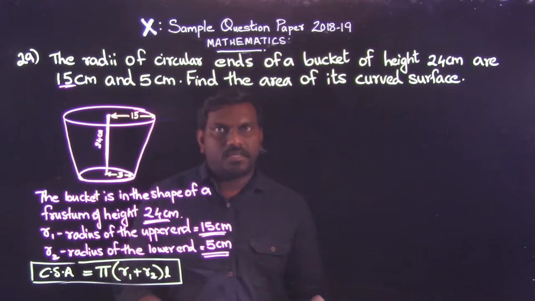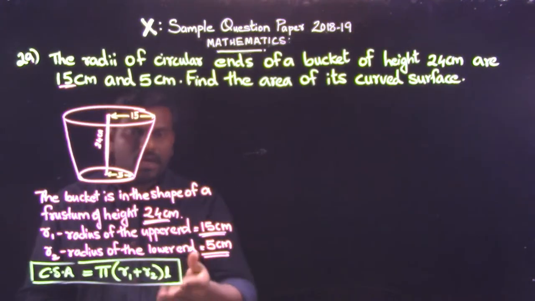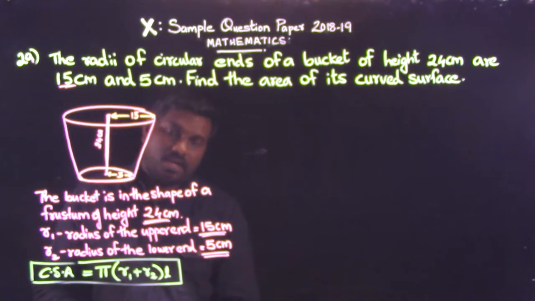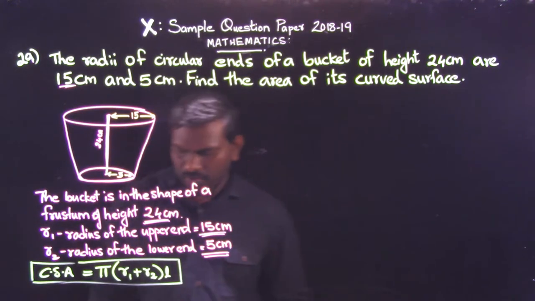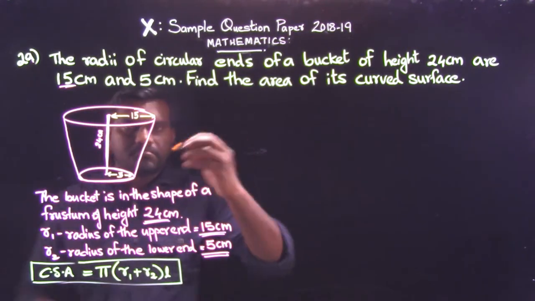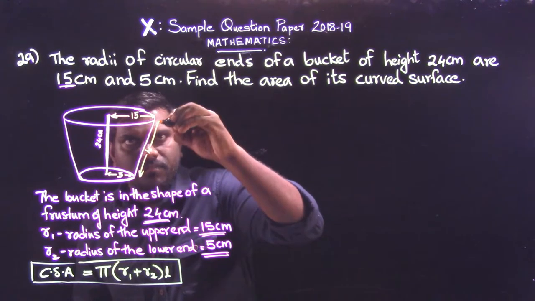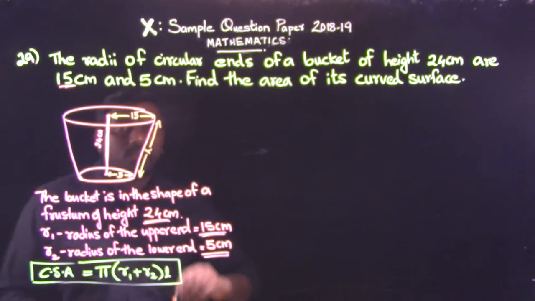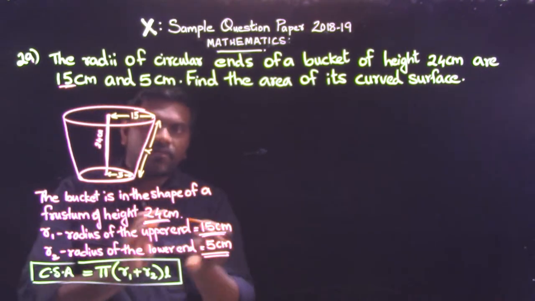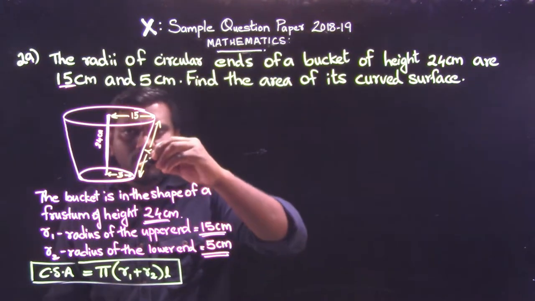Now pi, yes, you know the value. R1 is given. R2 is given, yes. Now L. What is L that you need to know? L is nothing but the slant height. This is your L. Is it given in the question? No, it's not. If it's not given, one way or the other, you need to find it.